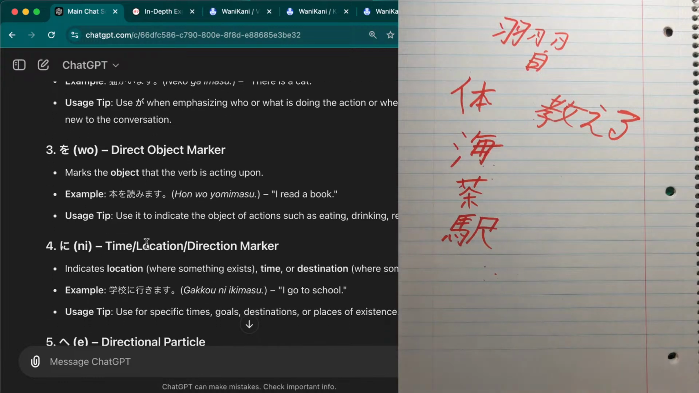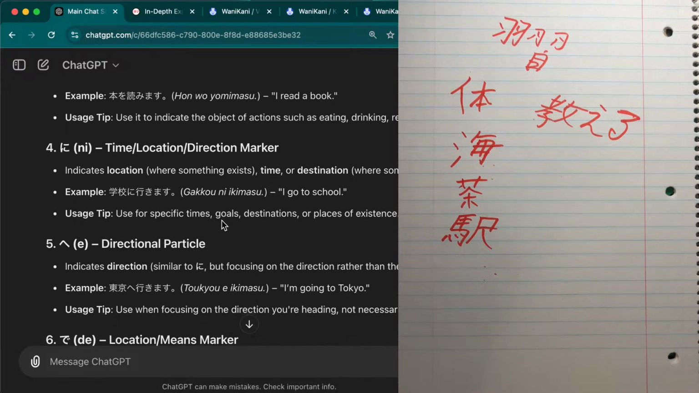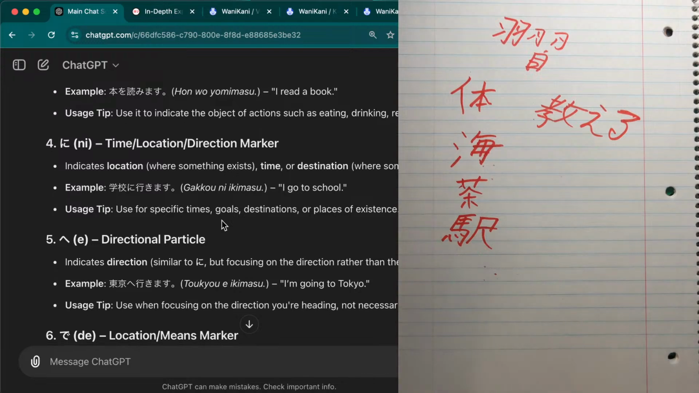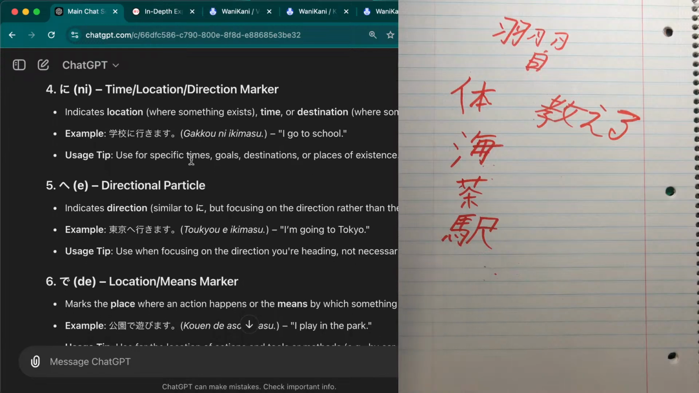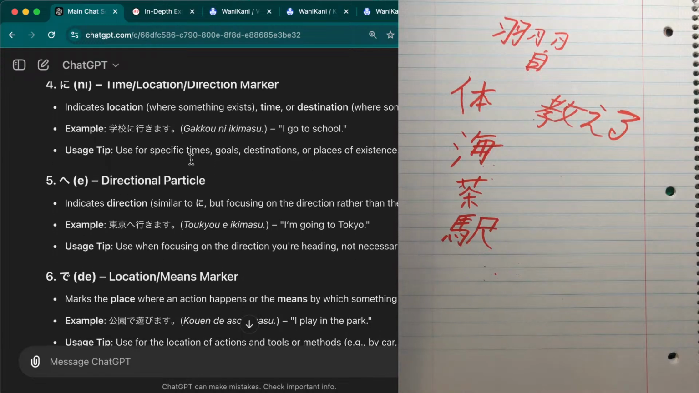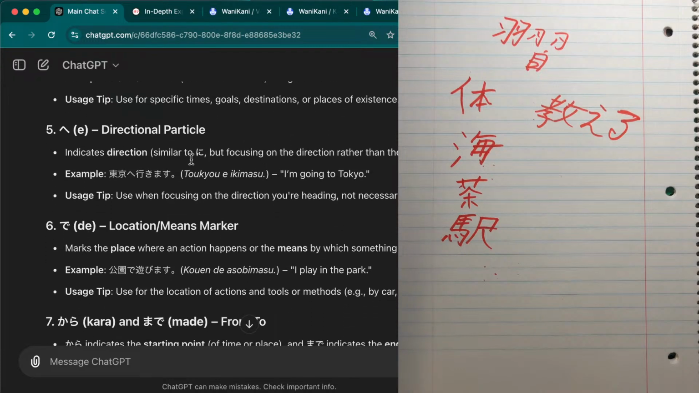Okay. O marks the object that the verb is acting upon. Hon o yomimasu. Use it to indicate the object of actions such as eating, drinking, reading, and so on. Ni, time, location, direction marker. Indicates location. Okay, got it. Same thing. Gakko ni ikimasu. Very simple examples. Used for specific times.